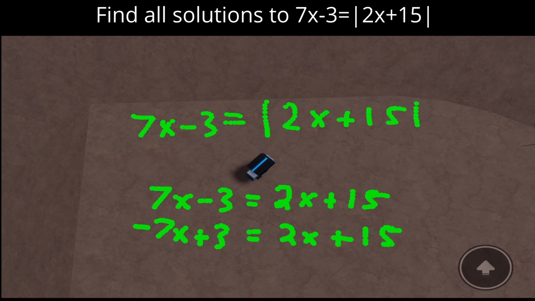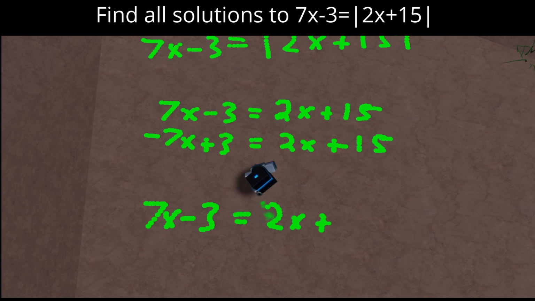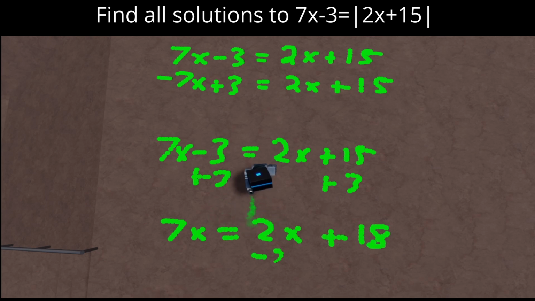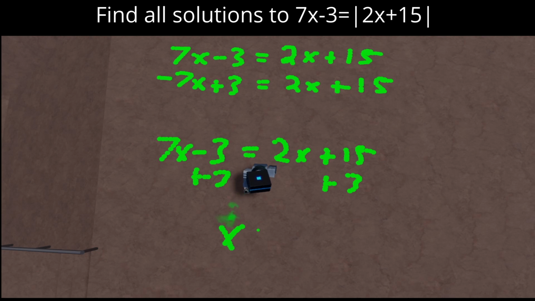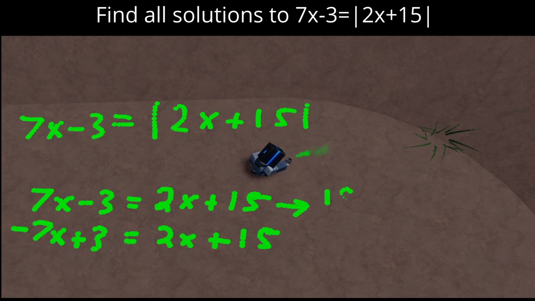I'll solve this first one at the top. 7x minus 3 is equal to 2x plus 15. So add 3 to both sides. That gets you 7x is equal to 2x plus 18. Subtract 2x from both sides. That gets you 18 is equal to 5x, because 7 minus 2 is 5. Divide by 5 on both sides, and you get that x is equal to 18 fifths. So that's one solution we'll need to check. I'm just going to write that this leads to 18 fifths as a solution.